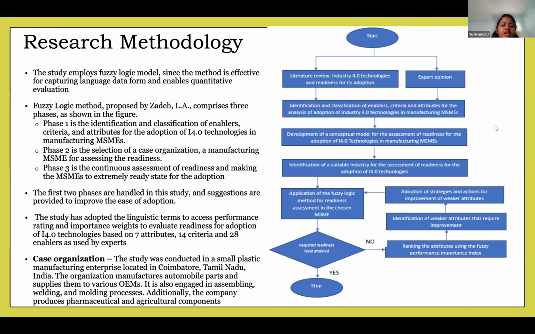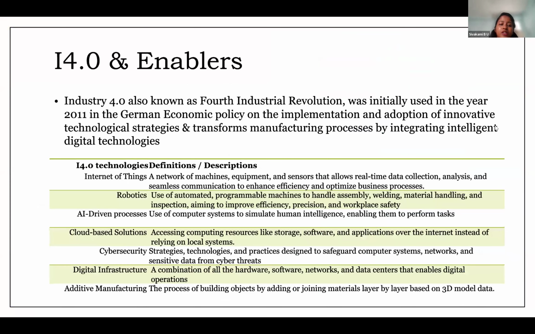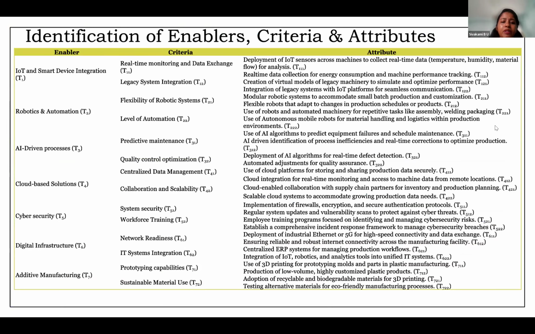The study has also adopted linguistic terms to assess the performance rating and the importance weightage, which are important for determining the readiness level. Based on the literature review, we were able to find the enablers of Industry 4.0 technologies, namely IoT, robotics, AI-driven processes, cloud-based solutions, digital infrastructure, and additive manufacturing. Based on that, we were also able to identify the criteria and attributes for each of these enablers. So this is the final enabler, criteria, and attribute table.